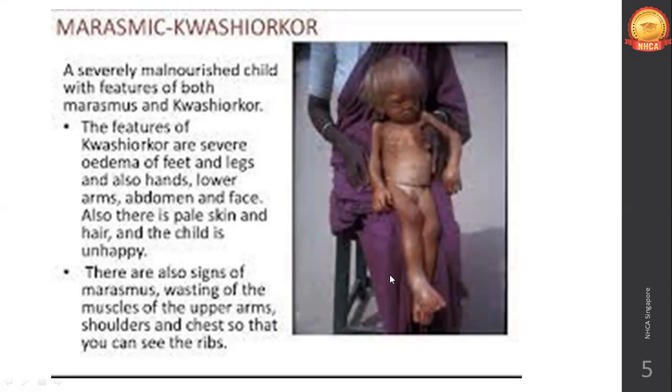Even though the abdomen has swelling, you can still see the ribs. Seeing the rib prominence, the bone prominence, is a sign of marasmus. Seeing the protruding abdomen is a sign of kwashiorkor. So this is the condition called marasmic kwashiorkor. You will see a mix of clinical features from both disease conditions. Is it clear to all?